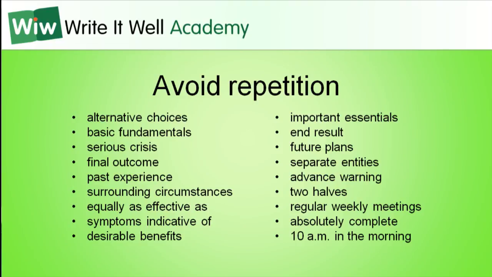Okay, some of these may look familiar to you. I see them all the time when we analyze writing. Alternative choices, right? Why is that repetitive? Because an alternative is a choice. Basic fundamentals: fundamental and basic say the same thing. A crisis in its very nature is serious, and an outcome is already final, and so on and so forth. You can spend some more time on this list, and it's also printed in our downloadable copy of Professional Writing Skills, also in the Write It Well Academy. So you can spend more time and do some more exercises getting rid of the repetition in your writing.